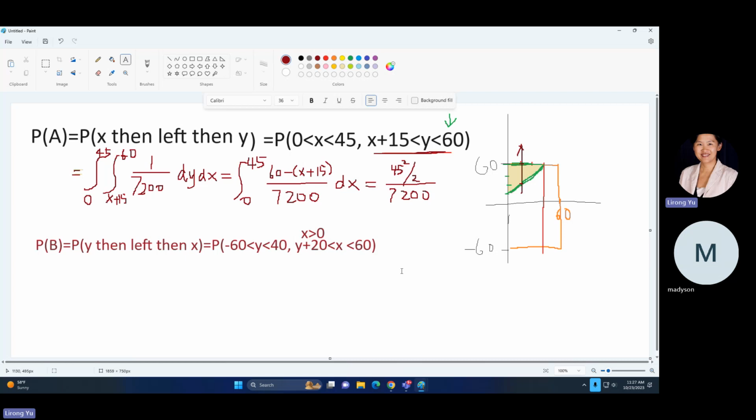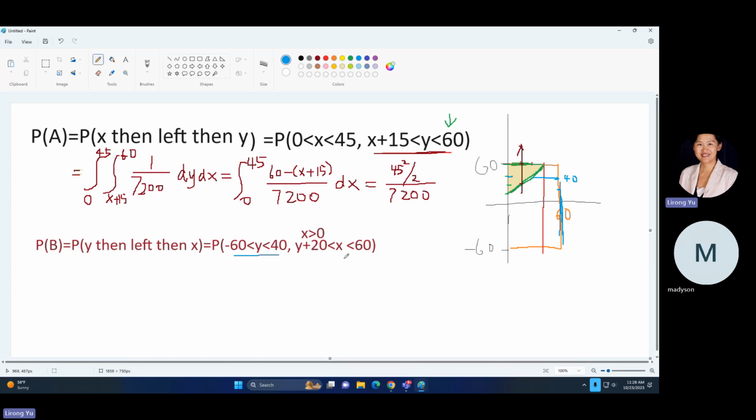So this one, you also need to figure out on the integration region how it looks like. Y is between negative 60 and 40. So this is a 40. That's the highest value for y. And I guess I'll try to make it not that long. All right, the x value is between y plus 20 and 60. So then this is the 60, the upper limit for x.